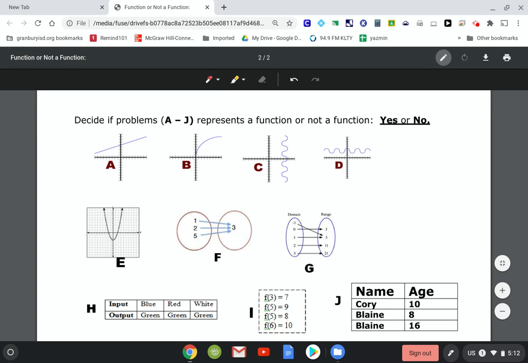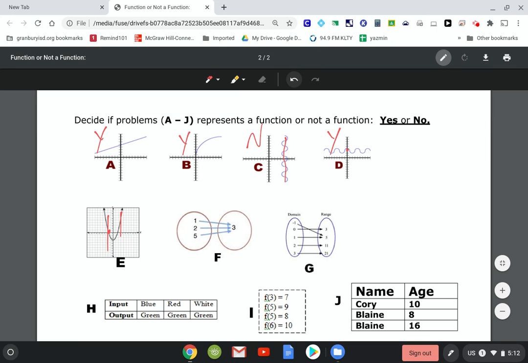So letter A would be a yes. B is a yes. C, nope. If you draw a vertical line, it's going to hit it multiple places. So that's a no. D, well, you can see on the y-axis that it only hits it one time. So this would be a yes. E, okay, we can just draw it once there, even once over here. That's not a very good vertical line.